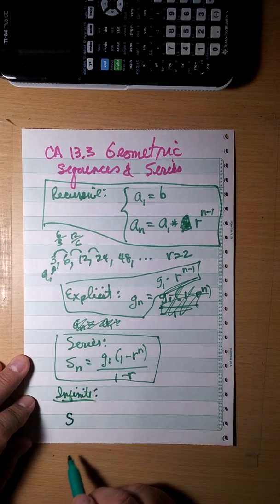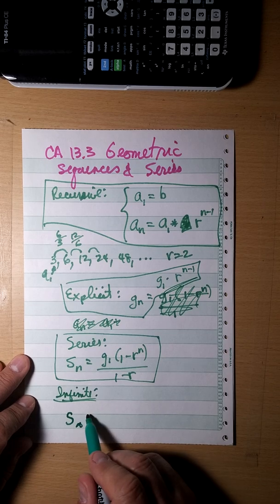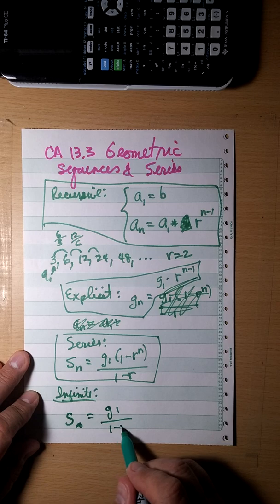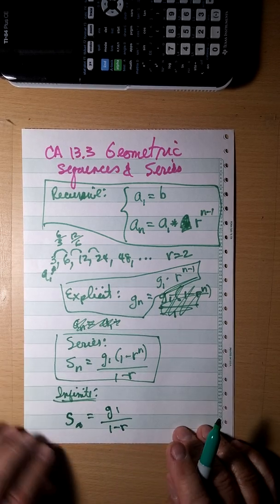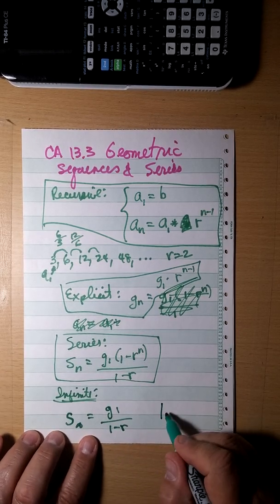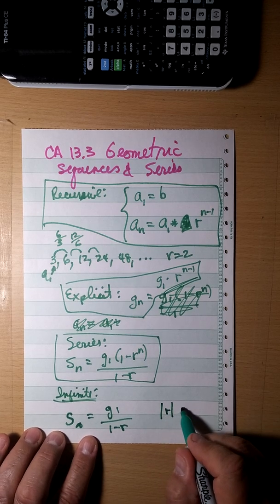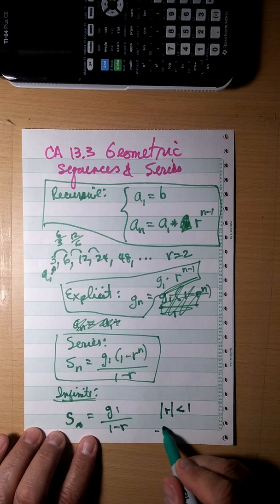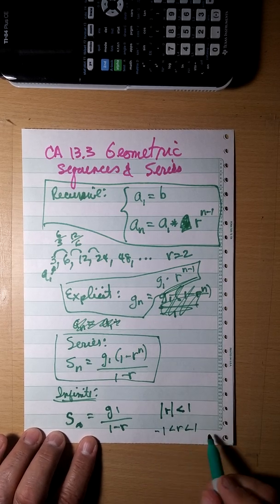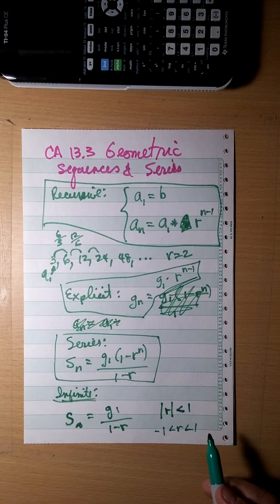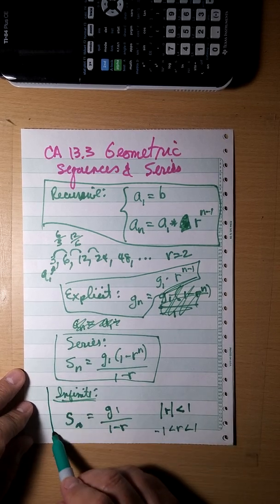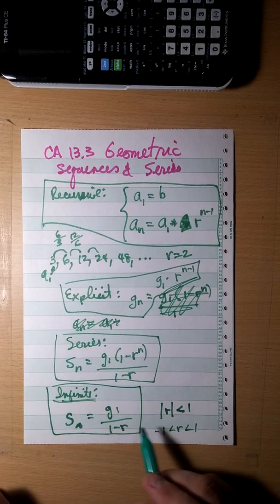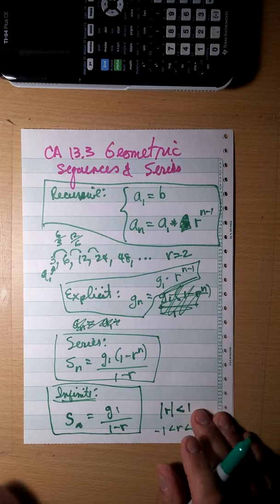And they use S. I like S sub infinity, but they usually just use S. It is the first term over 1 minus r. But this only works if the absolute value of r is less than 1. Absolute value means really a negative 1 is less than r is less than 1. It's in between a negative 1 and 1. It's a fraction. And so you'll be adding just a little bit, and eventually you'll be adding almost nothing. And that's how it can be a finite sum.